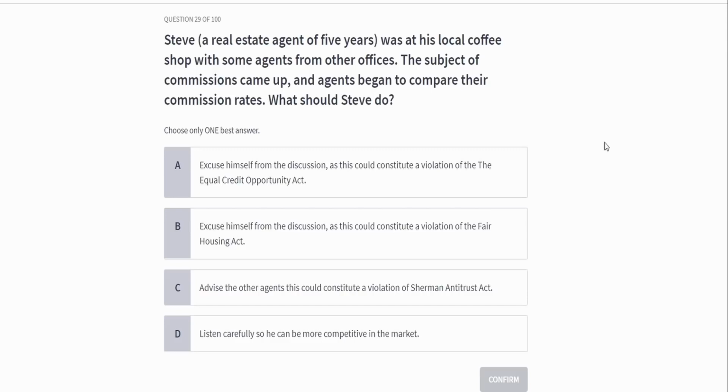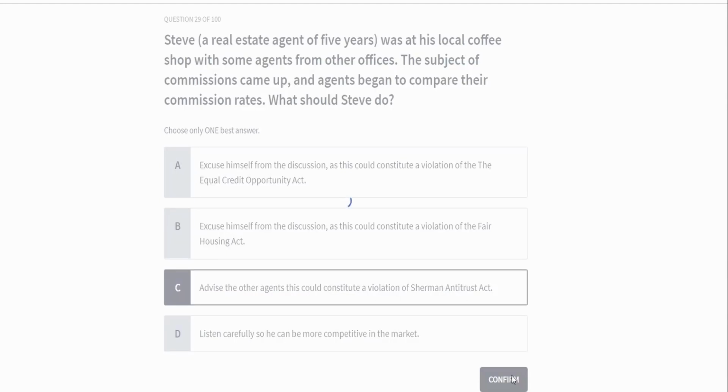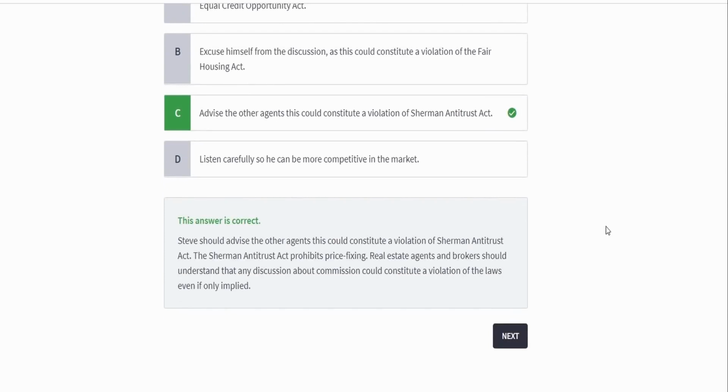Alrighty, so what is our answer for this one? Well, it's going to be C. Advise the other agents this would constitute a violation of the Sherman Antitrust Act. So, a couple key takeaways. One, when we're talking about the Antitrust Act, technically it's called the Sherman Antitrust Act. Don't be confused by that. That's just its full name.